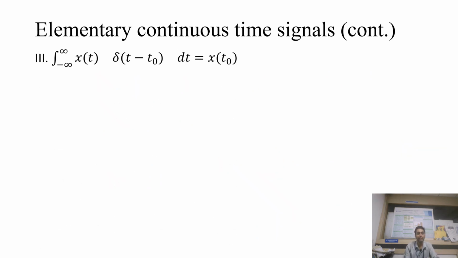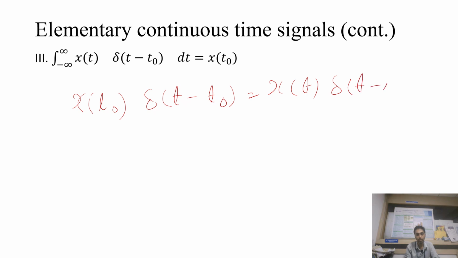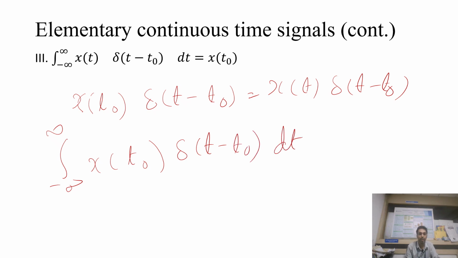So next one is integration from minus infinity to infinity of x of t delta of t minus t0. Last just now I said x of t into delta of t minus t0 is x of t0 delta of t minus t0, as we proved. So in place of x of t delta of t minus t0, I will put integration from minus infinity to infinity of x of t0 delta of t minus t0 dt. Okay. So here we know for t equal to t0, or t minus t0 is equal to 0, delta of t minus t0 means we will get 1. So in that case we will get x of t0. So it will be x of t0. So it is proved.